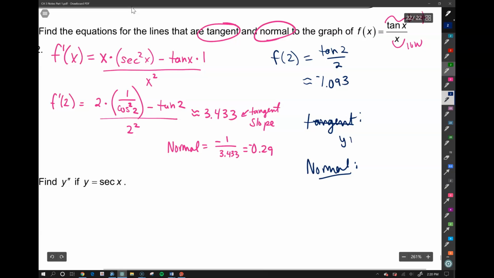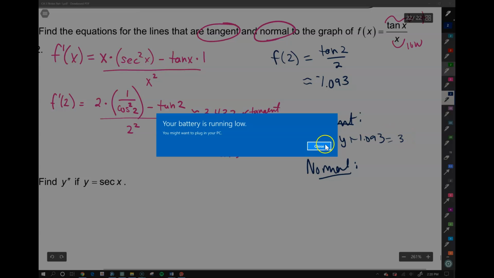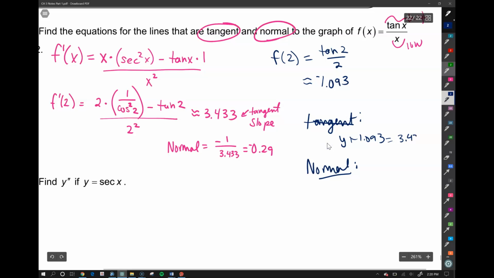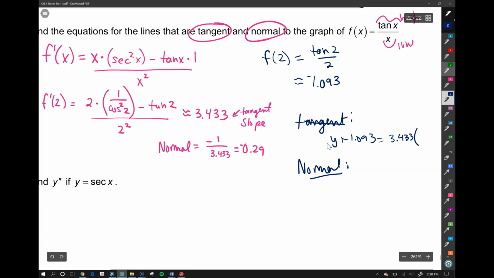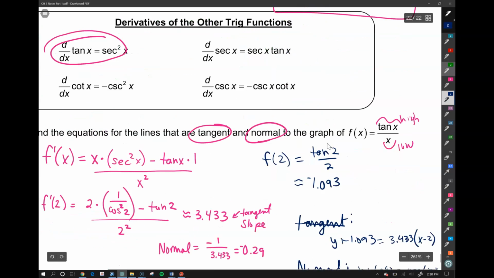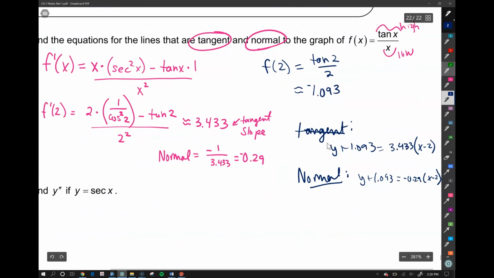So y plus 1093 equals 3.433 times x minus 2. And then lastly, y plus 1093 equals negative 0.29 times x minus 2. Not the best, but it is what it is. But you can leave it in point slope.